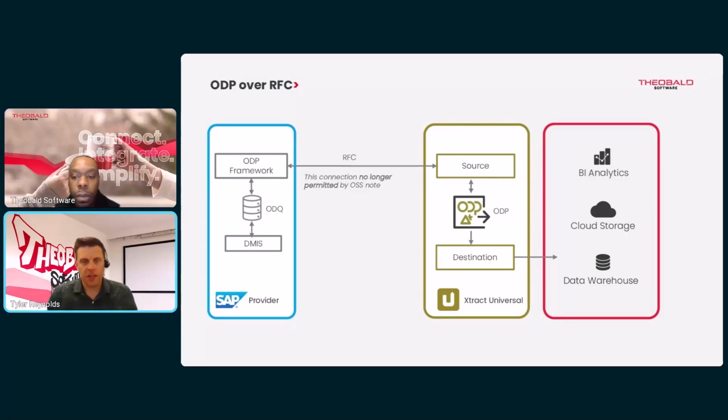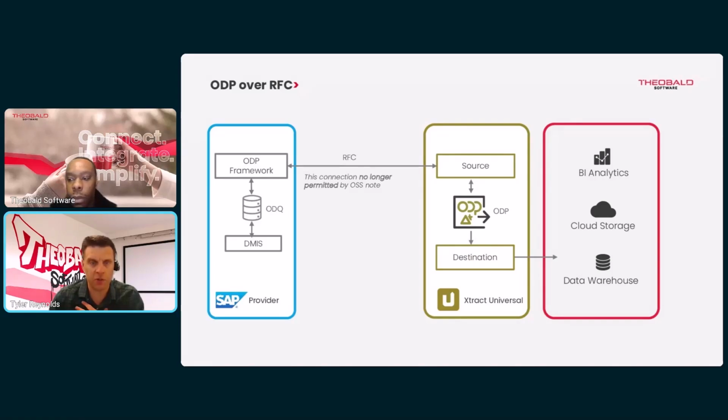Right. So if you're familiar with our Xtract tools, this would be Xtract Universal or Xtract IS, for those couple of people who asked. But this is the ODP component that we're talking about, going through an ODP object over RFC. This is the connection between our tool and SAP. This is what's no longer permitted for third-party integrators such as us. So now the next couple of slides we'll get into what is permitted and the options that you have with our tool suite.